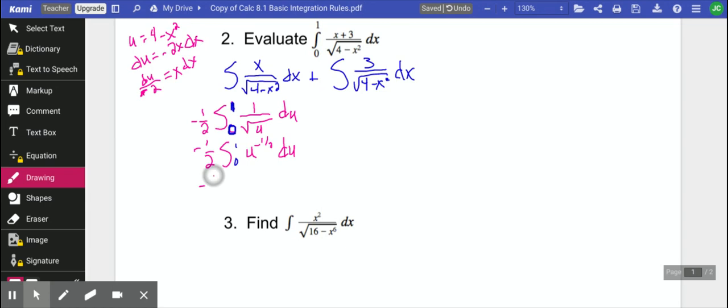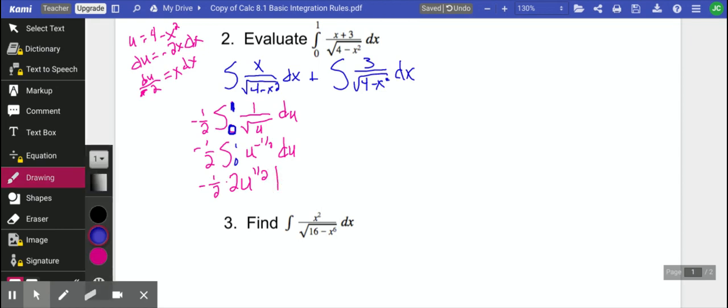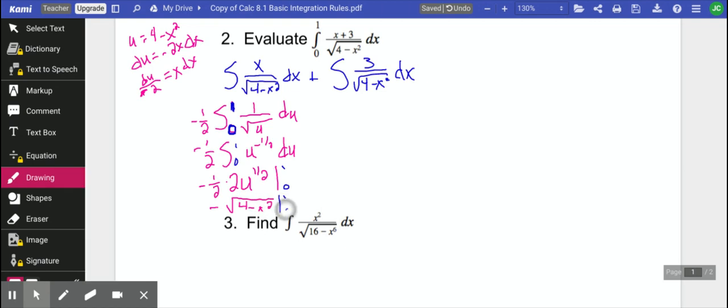Okay, so we have negative 1/2. Antiderivative is going to be u to the positive 1/2. We balance that with a 2. Yep, that looks right. And then we are going to plug in 1 and 0, but remember those are x values, so I'm not going to do it yet. All right, so we get negative u to the 1/2, which is the square root of u. And remember, u was 4 minus x squared. And we're evaluating that from 1 to 0.